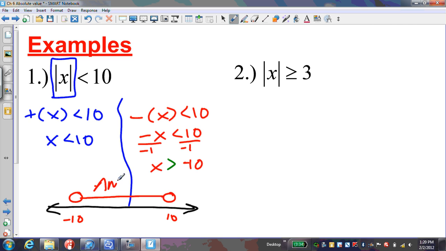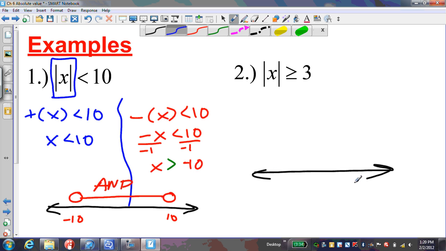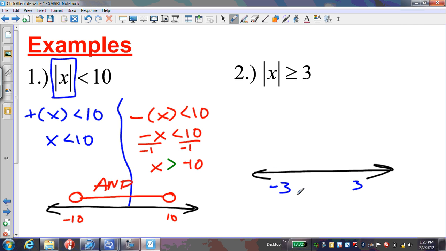So once again, this is an AND statement. Like I said, number 2 is a very similar way. If I was just to graph it, I'm going to show it on the number line. I would show my number line, and I would simply say, okay, 3 is over here, negative 3 is over here, bigger than, so we're going to draw a solid circle because it's equal to, and it's getting bigger, so further away. So the graph's going to look like this.